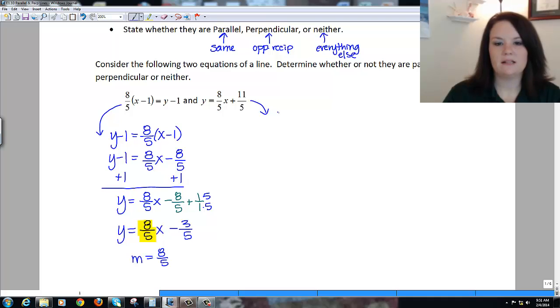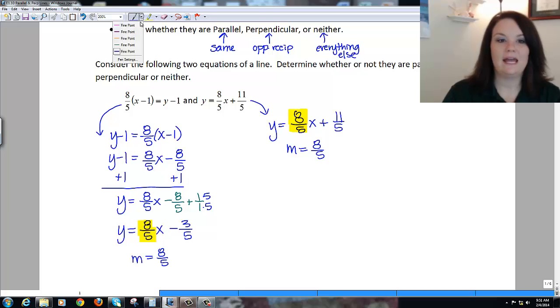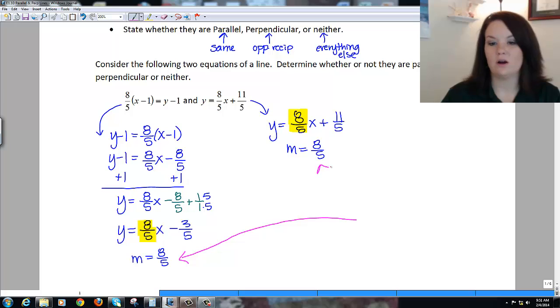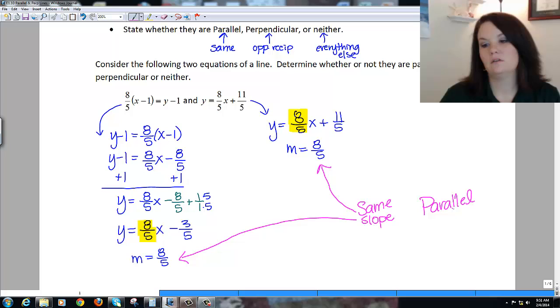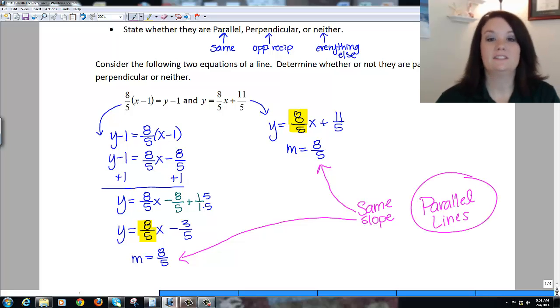Then I look at my second line. Now my second line has already been solved for y, so that's the best case scenario, right? I don't have to do any work. So I just look at the coefficient of my x term and notice it's also 8/5. So my slope here is 8/5, and anytime my slopes are the same, that means these two lines are parallel. Okay, I'm going to put here same slope, so that gives me parallel lines. Okay. All right, so let's look at another one.